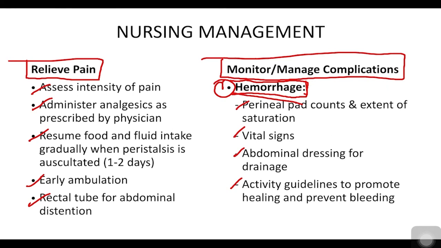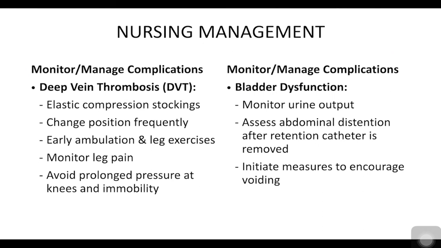This is deep vein thrombosis or DVT. Use elastic compression stockings. For example, there are vascularities there, and we don't want any throwing of embolus or fat deposition there. So, we use elastic compression stockings. Okay, so changing of position. Early ambulation so that there would be no stasis of blood. Monitor leg pain. Avoid prolonged pressure on the knees and immobility. So, it's just a balance of rest and exercise. Light exercise right after the treatment. So, monitor and manage complications.